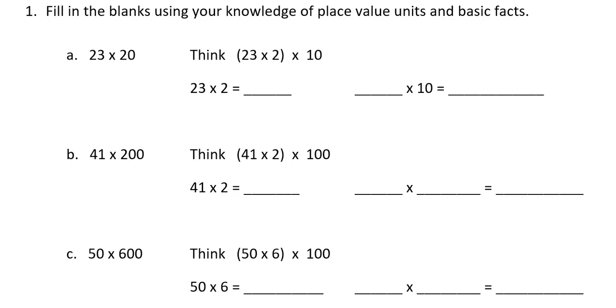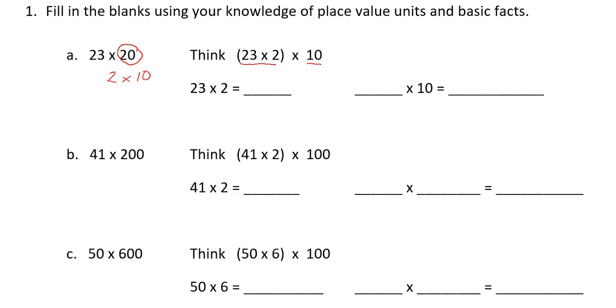So you can see we're going to think of 23 times 20 as first 23 times 2, and then we'll take that answer times 10. The reason we're doing this is we can think of 20 as 2 times 10. So if we break it apart this way, this will allow us to do this multiplication mentally.